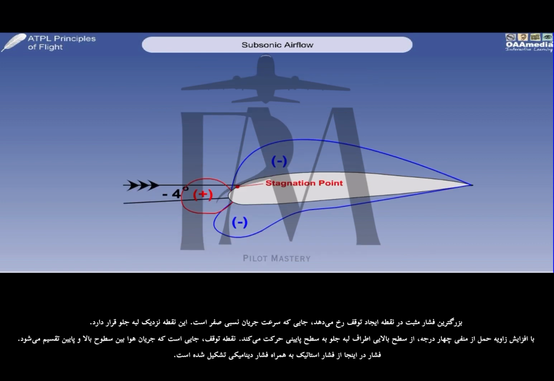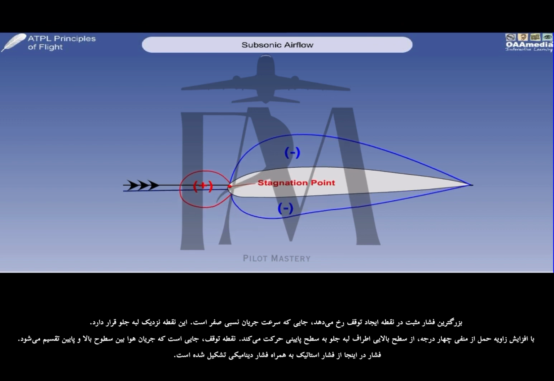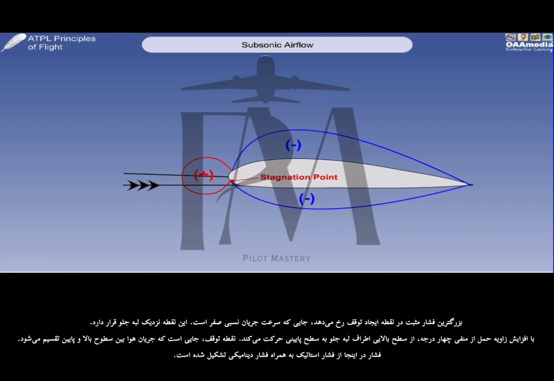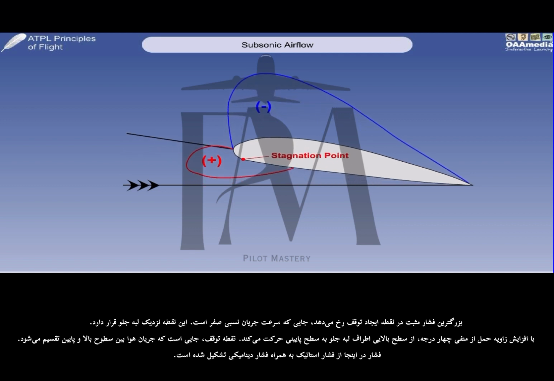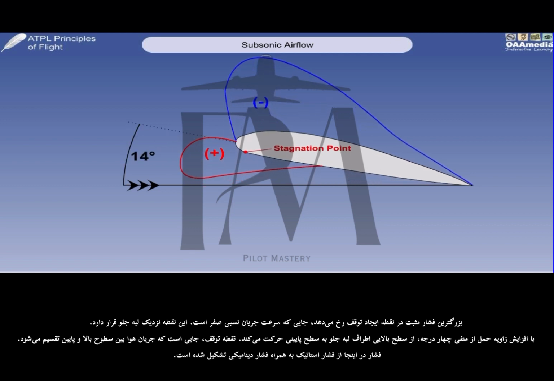The greatest positive pressure occurs at the stagnation point, where the relative flow velocity is 0. This point is somewhere near the leading edge. As the alpha increases from -4, it moves from the upper surface around the leading edge to the lower surface. The stagnation point is where the airflow divides over the upper and lower surfaces, and pressure here is static plus dynamic.